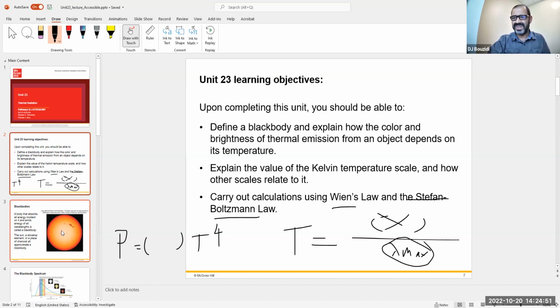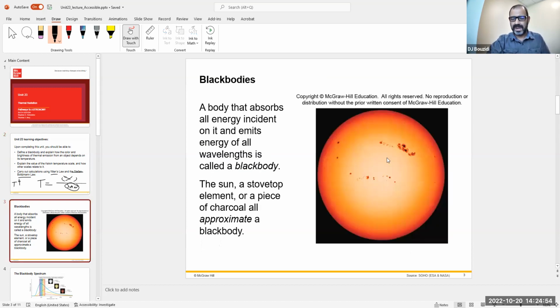Okay. So this is in a nutshell what this unit is. So this is a black body. The sun is, okay? A body that absorbs all energy incident on it and emits all energy of all wavelengths is called a black body. That's by definition, because in terms of mathematical studies, modeling, and even experimental studies, that's easy to do. The sun, a stovetop element, a piece of charcoal are all approximately a black body because they are not really emitting in all ranges. They are not absorbing in all frequencies, okay? That's really, in a nutshell, what that is. Even the sun is actually not an ideal one.